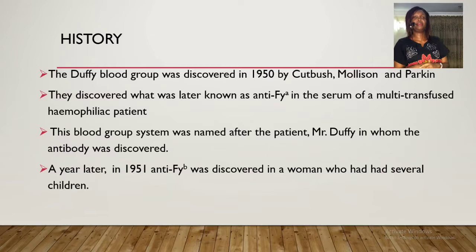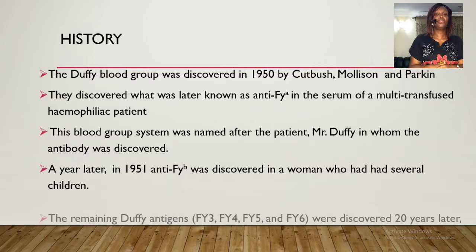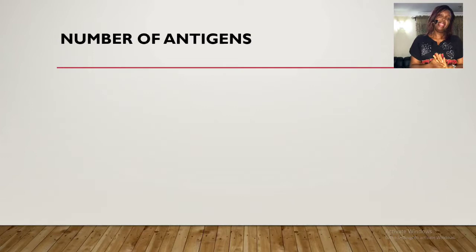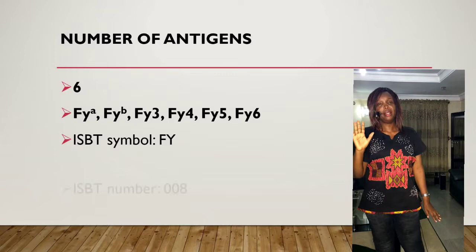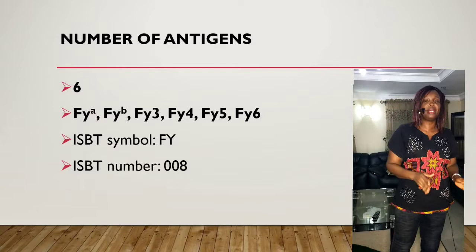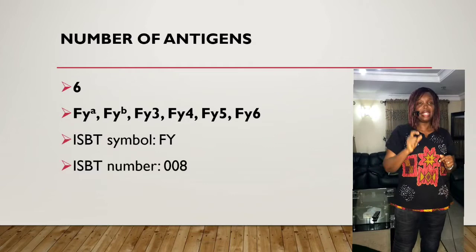A year later, in 1951, anti-Duffy B was discovered in another woman who had had several children, that is, a multiparous woman. The remaining antigens, Duffy 3, 4, 5, and 6, were discovered 20 years later. In this blood group system, we have only six known antigens. The ISBT symbol for the antigens in this blood group system is FY, and the ISBT number is 008.